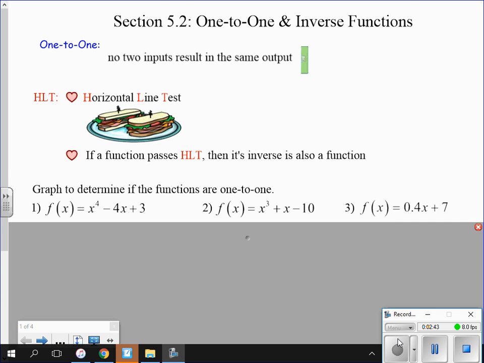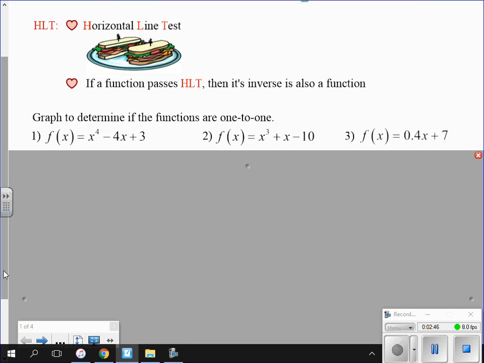So let's take a look at some examples here. It says graph to determine if the functions are one-to-one, but you can also get an idea from looking at some of them. When you have a polynomial in particular, if you have an even one, it will never be one-to-one. Because with an even function, the ends point in the same direction, either up or down, and that will not pass a horizontal line test, no matter what. So if it has an even degree, then it's not going to be one-to-one.